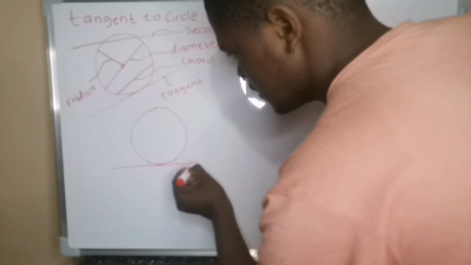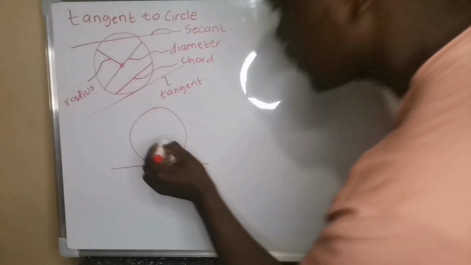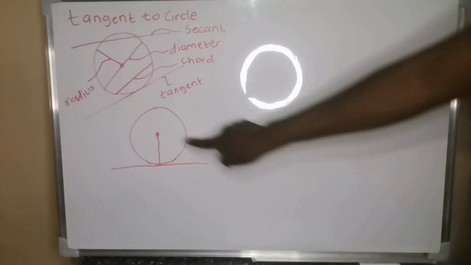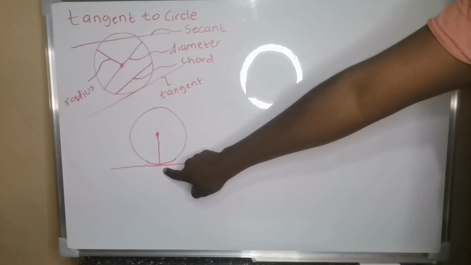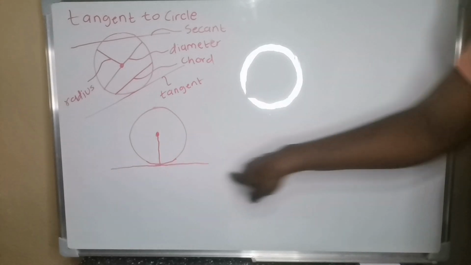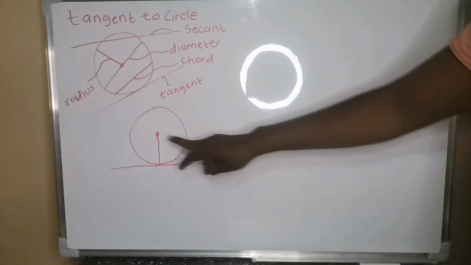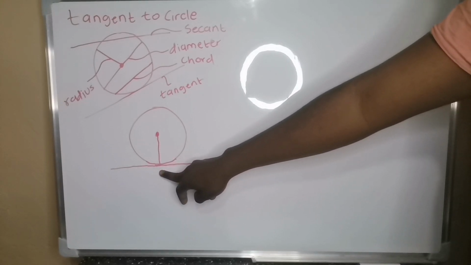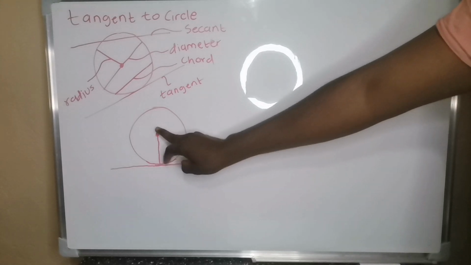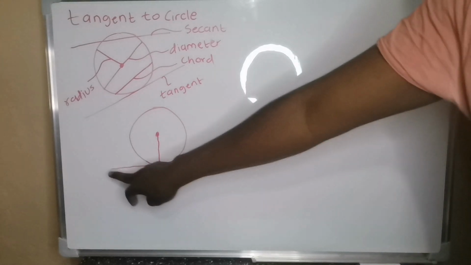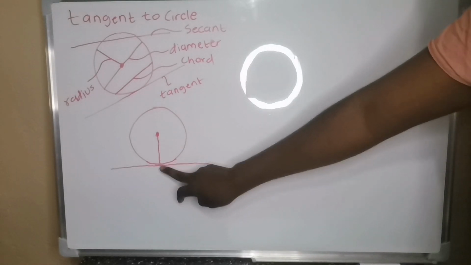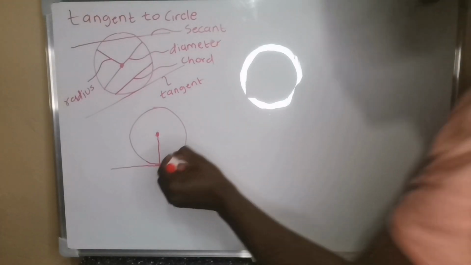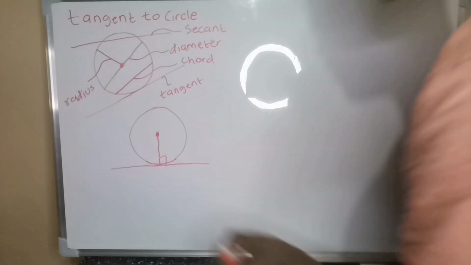Guys, I hope you can see it. Then you have a center. If you have a line that touches from the center to our tangent, and you have a line from the center to our circumference, that line is called our radius. So if you have a radius that touches our tangent, therefore this angle here is equal to 90 degrees.